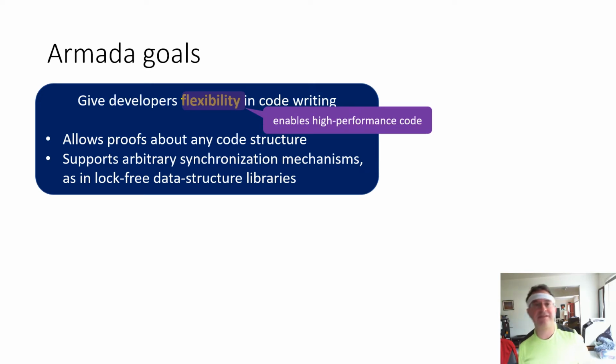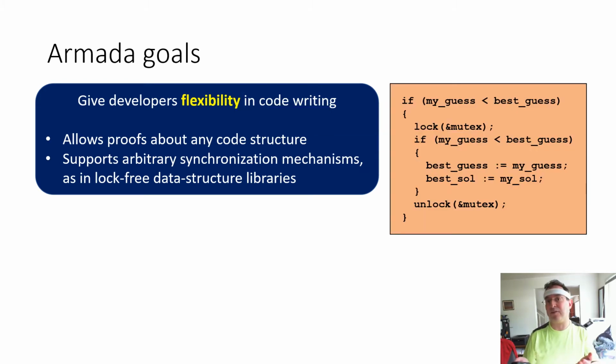So we don't want to dictate a particular code structure to enable writing proofs. We don't want to demand that they use a particular synchronization mechanism, or even that they use any synchronization mechanism at all. They might be writing a lock-free data structure library, or a piece of code like this one, a solver for the traveling salesman problem.